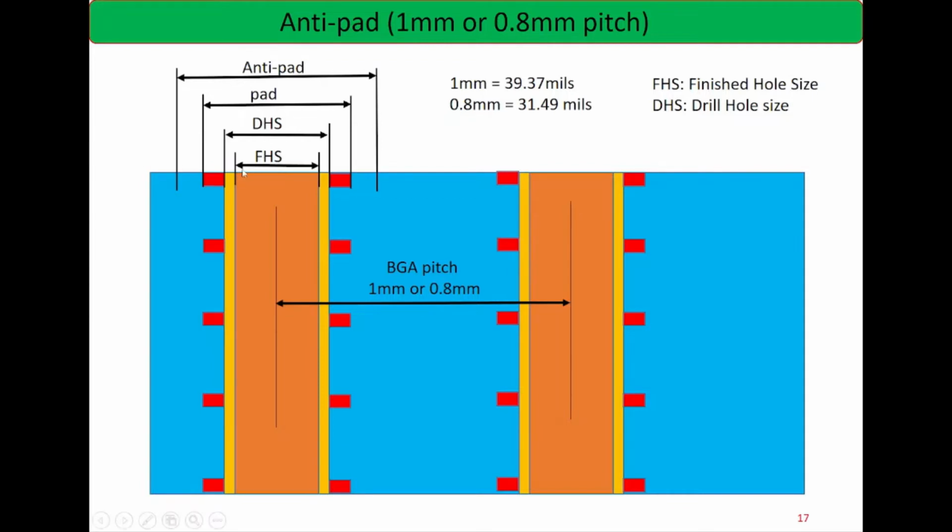So for that we need to draw the via size, right? Via size, basically, we start with FHS. FHS is finished hole size, and we draw another one, DHS, that is called drill hole size. After drawing FHS there will be some thin wall, so that will have some drill hole size, right? This is the drill hole size, and after that we need to have some gap for the pad. This is called the functional pad, and again we will have some gap for the anti-pad.